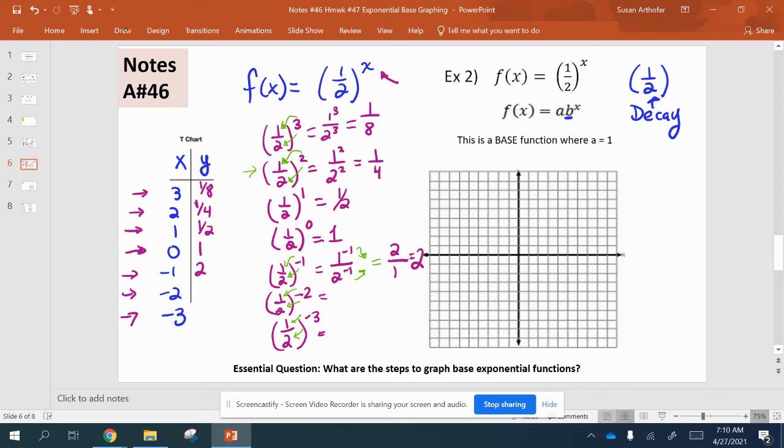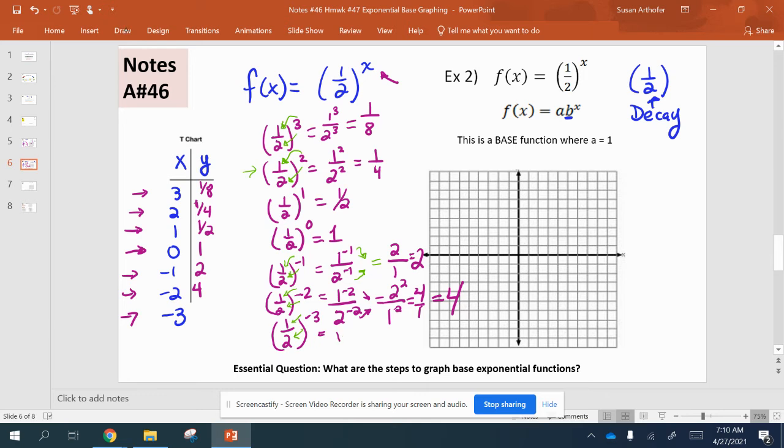Let's do the next one. Distribute your exponent. 1 to the negative 2 over 2 to the negative 2. When you have a negative exponent, this one moves up, this one moves down. So 2 squared moves up, 1 squared moves down. That's just 2 squared is 4. 4 over 1 is just 4. So basically, we're just flipping it, aren't we?